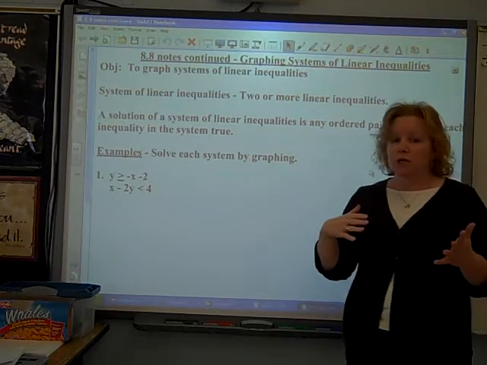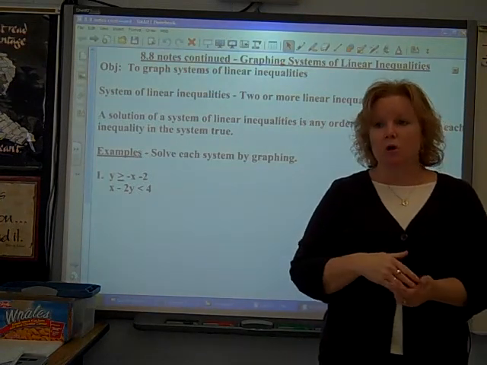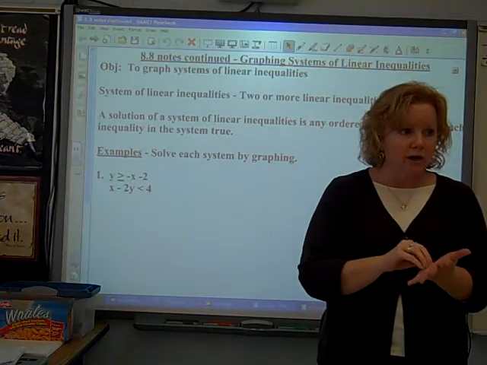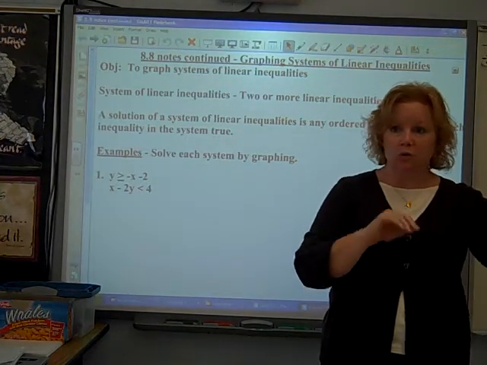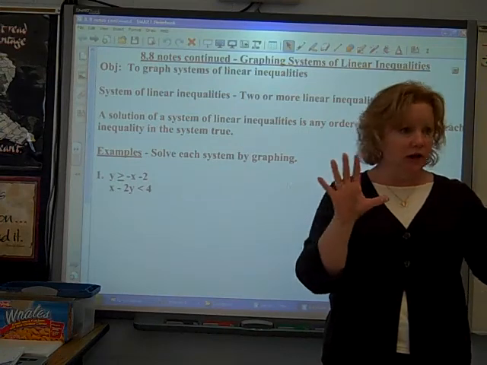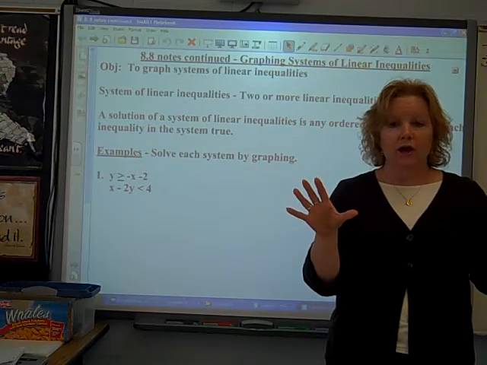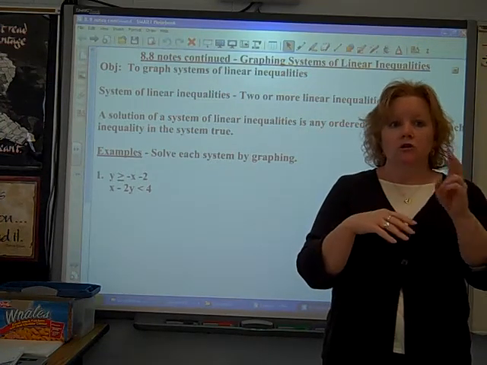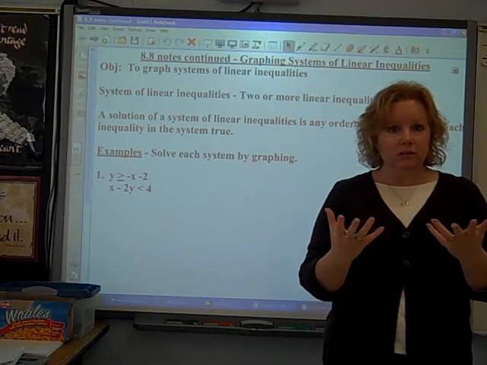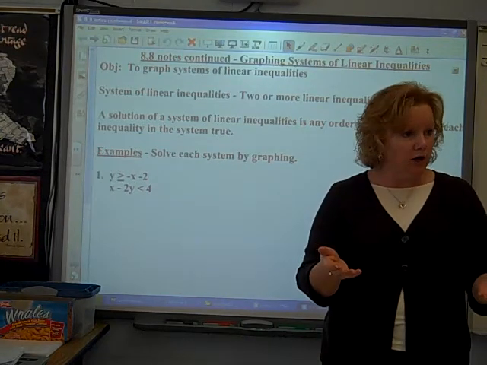So remember what we worked on today for homework is we graphed one inequality and then we had to shade one side or the other side to decide where our solutions were, right? Okay. Today we're going to be graphing two. So remember, a system is two or more inequalities, correct?